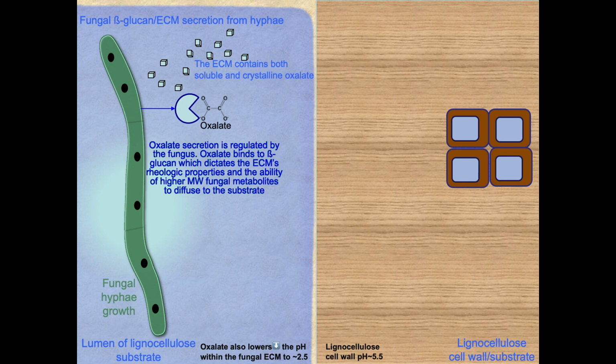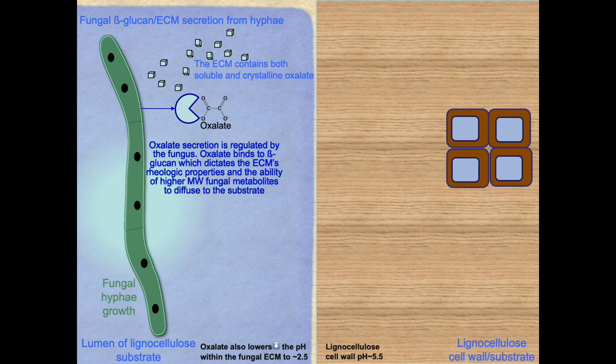We know from earlier research that fungi can control oxalate synthesis and secretion, and in our current research, we found that the amount of oxalate secreted directly impacted the rheometric properties of the hydrogel. As oxalate was introduced in increasing amounts, hydrogels of increasing viscosity were formed.